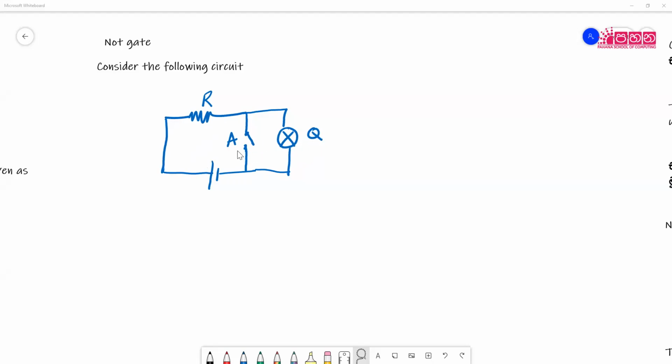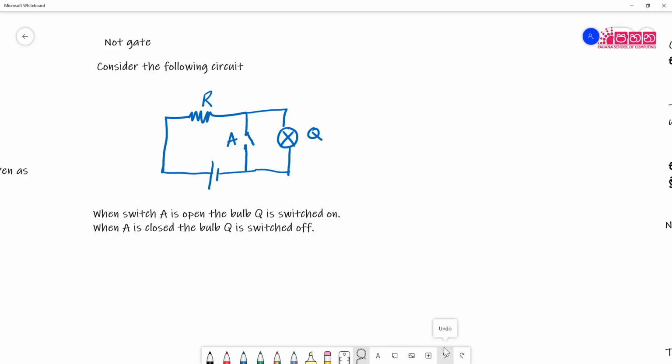But when you close it, what will happen? There are two paths for the current to follow: through the bulb, and through the switch when you close it. But the switch path is easier because there is no resistance there. So current will flow through the easiest path and the bulb is switched off. So we can say that when switch A is open, the bulb Q is switched on, and when A is closed, the bulb Q is switched off.